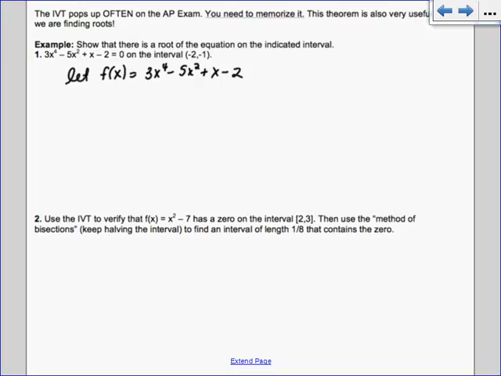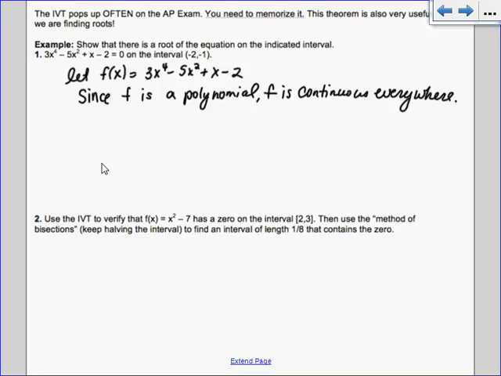You also need to use the first thing in the theorem. You need to say that f is continuous. If you have not stated that f is continuous somewhere, you will miss points. Okay? So since f is a polynomial, f is continuous everywhere.